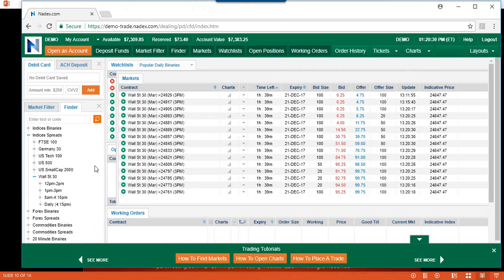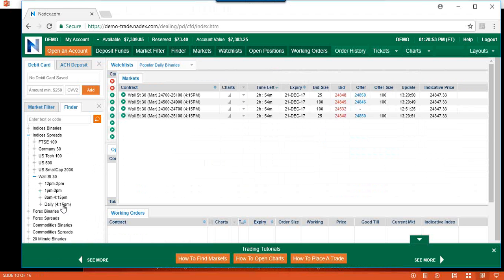So just right now on spreads, we've got some spreads that open at 12 p.m. and expire at 2. We have some that opened at 1 and expire at 3. We've got spreads that opened this morning at 8 a.m. and they expire today at 4:15. Again, all these times listed on Nadex are Eastern time. And then we've got these daily spreads, which opened up last night at 6 p.m. On the daily spreads, we've got 4 different spreads here. And notice they each have different floors and ceilings.